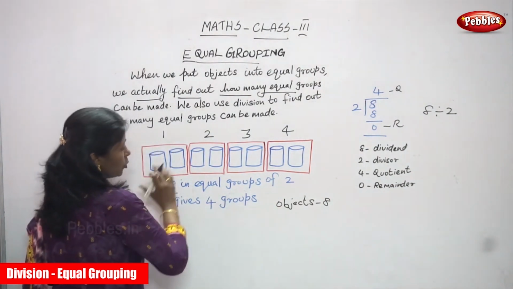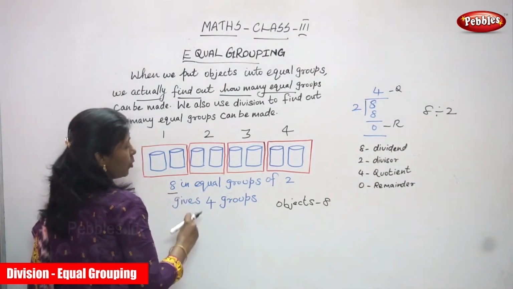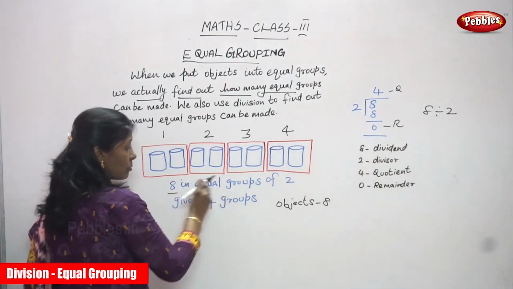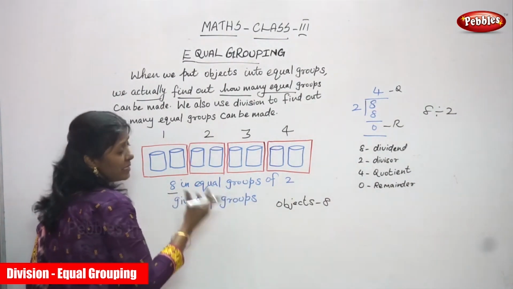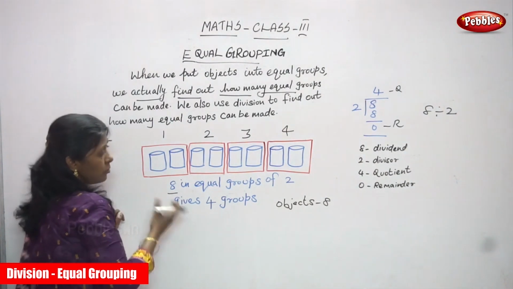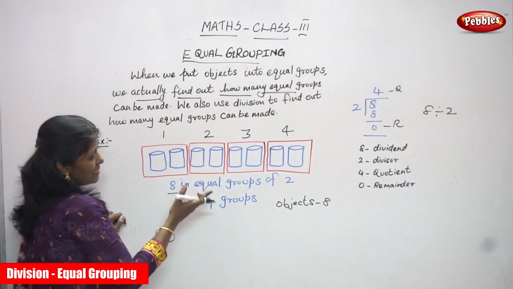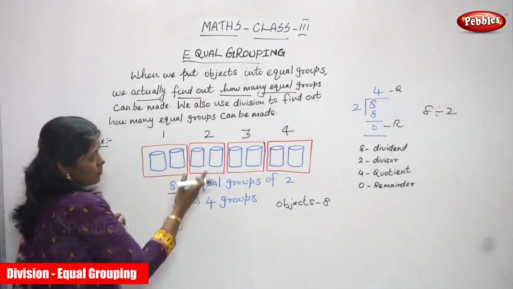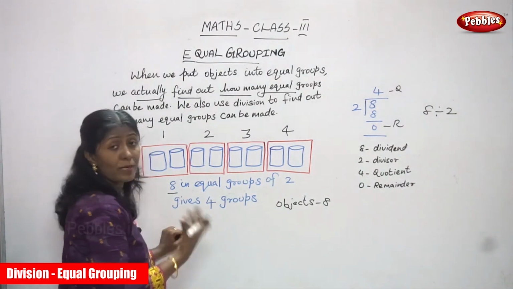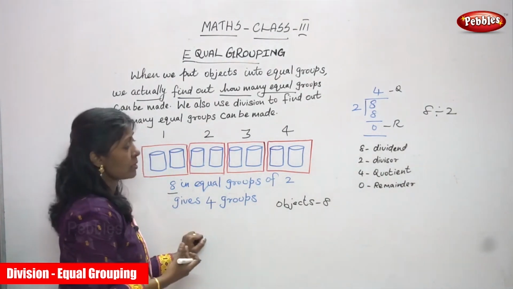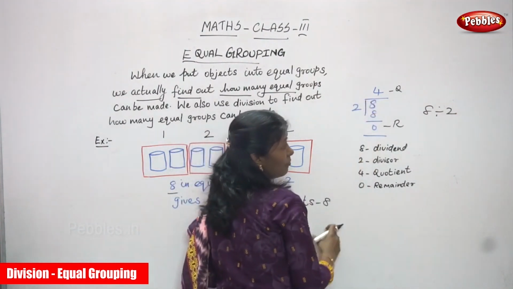So the total number of objects is 8. Then we put them into equal groups, equal groups of 2. So we find out how many equal groups. That is the only thing. For this purpose we use division. So 8 in equal groups of 2, we got 4 equal groups. That means we can find out 4 equal groups. That is 4, the quotient.